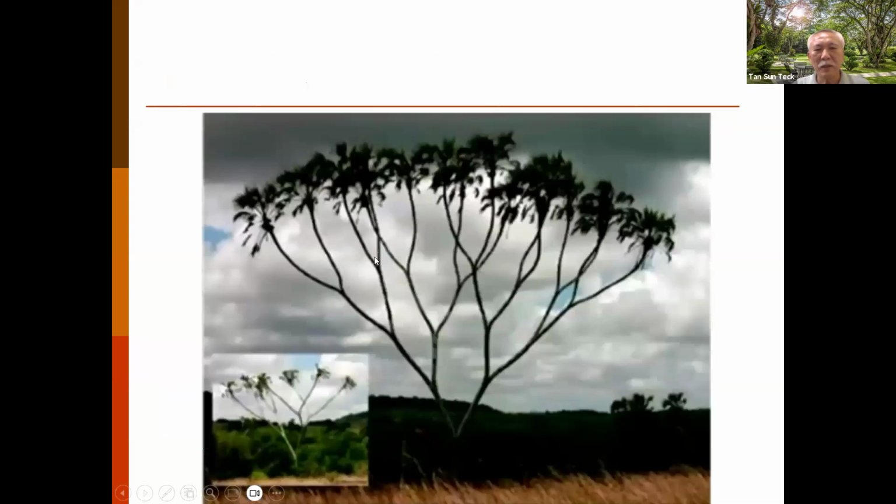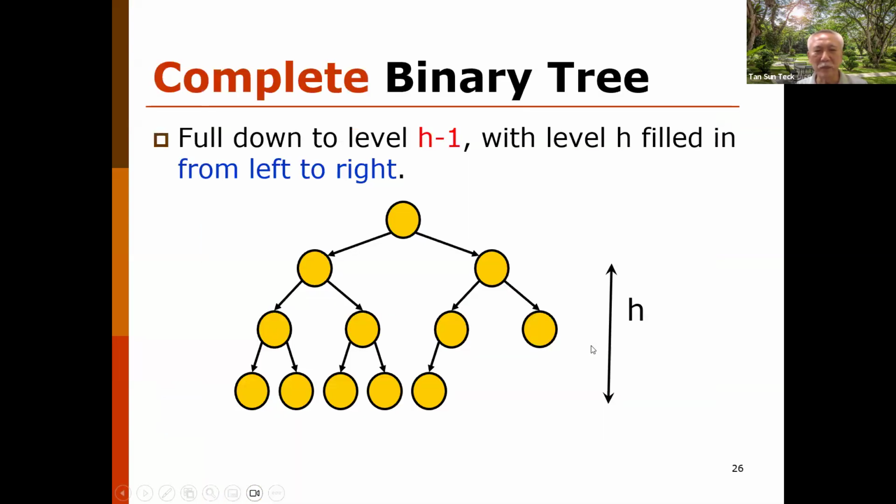So in nature, this is a real binary tree. Someone took this picture and gave it to us to put inside this slide. The main branch has two branches, and each of the two branches has two branches also. So this is actually a full binary tree.